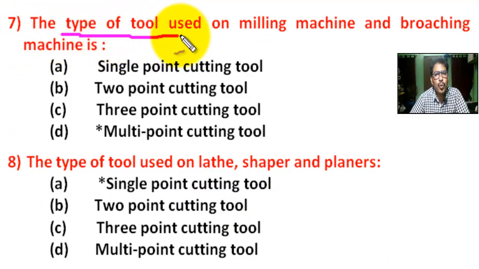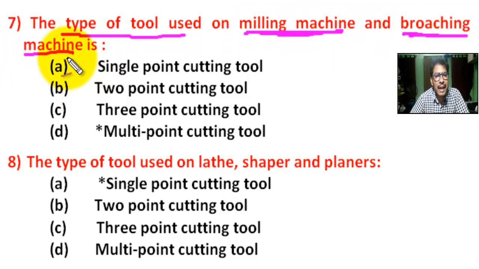Question number 7. The type of tool used on milling machine and broaching machine is. There are 4 options. Correct answer is D. In milling machine and broaching machine, multi-point cutting tool is used.